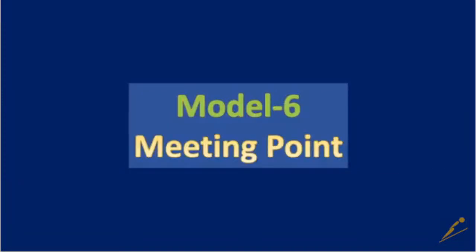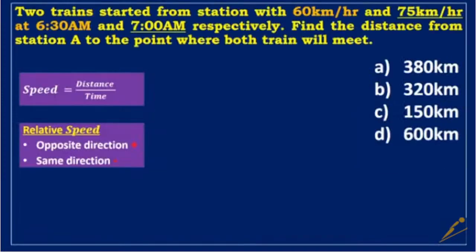Model 6. Meeting point. Example 1. Two trains started from station A with 60 km per hour and 75 km per hour at 6:30 a.m. and 7 a.m. respectively. Find the distance from station A to the point where both trains will meet. The first train leaves at 6:30 a.m. The first train travels at a speed of 60 km per hour.